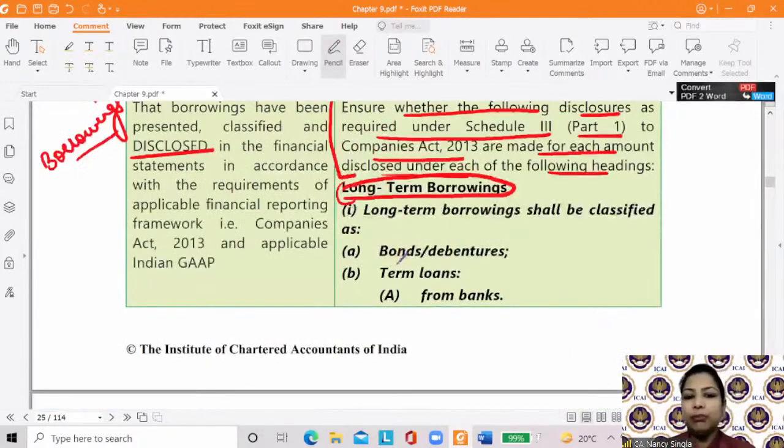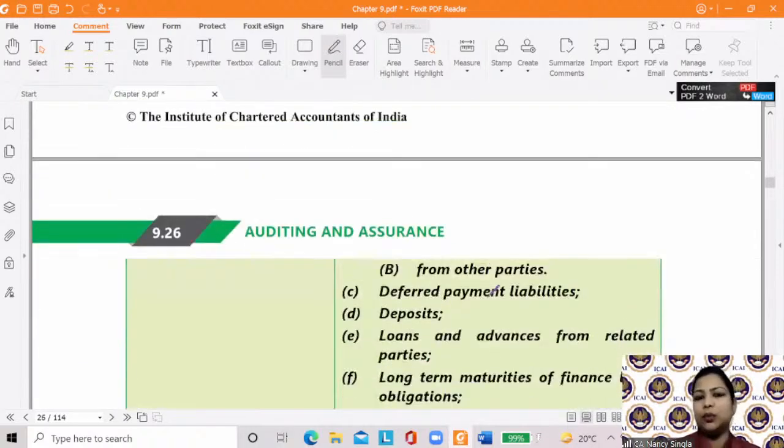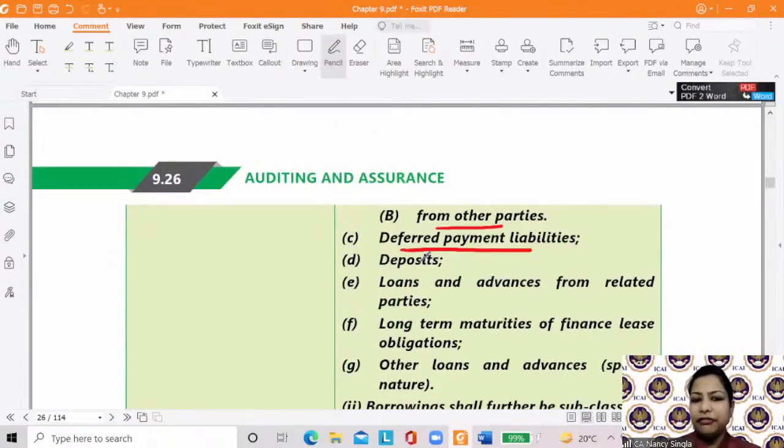Okay? So long-term borrowings shall be classified as what? Bonds, debentures. Simple. Then term loans from banks and from other parties will be given. Okay? Then deferred payment liabilities, the deposits. Okay?